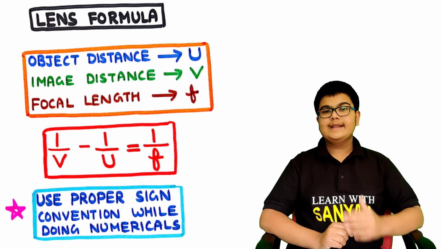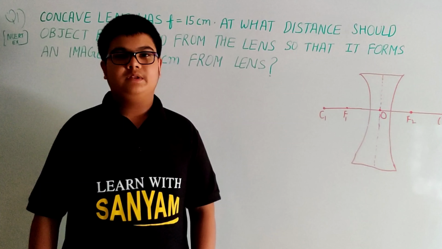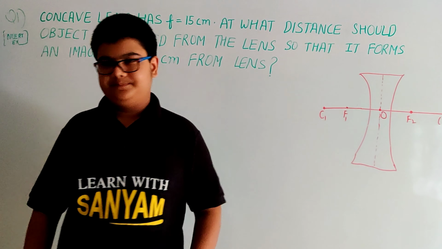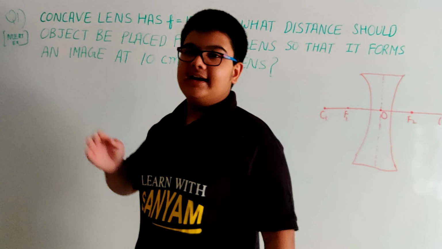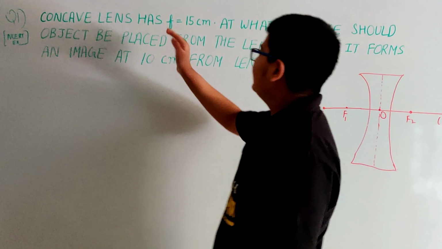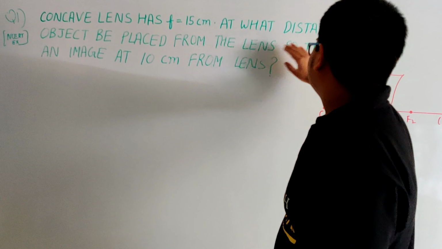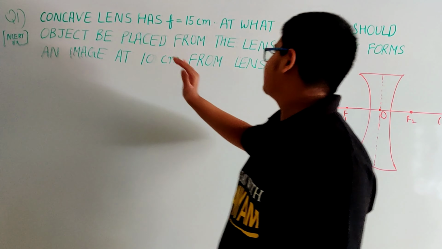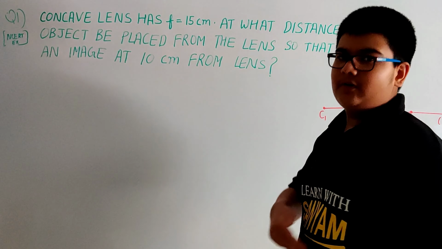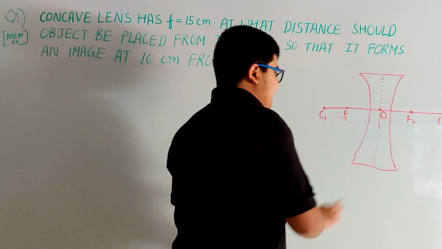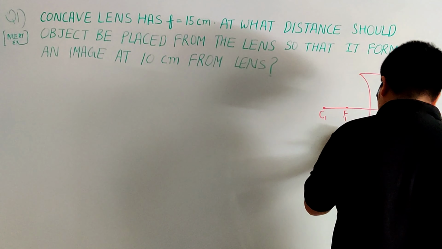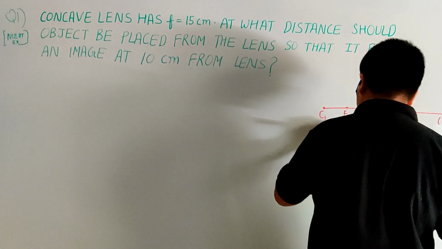Now let's solve a numerical based on this lens formula. The question is from an NCERT example. The question says a concave lens has a focal length of 15 cm. At what distance should the object be placed from the lens so that it forms an image at 10 cm from the lens? So basically this focal length, that is the distance from this F1 to O, from the focus to the optical center, is 15.